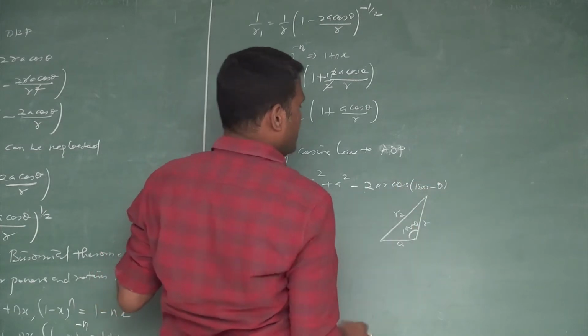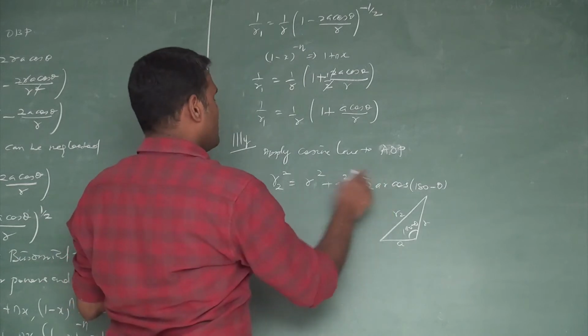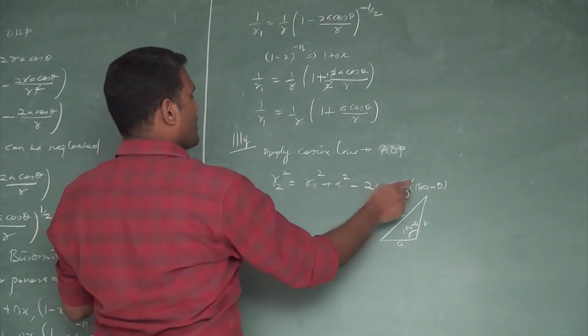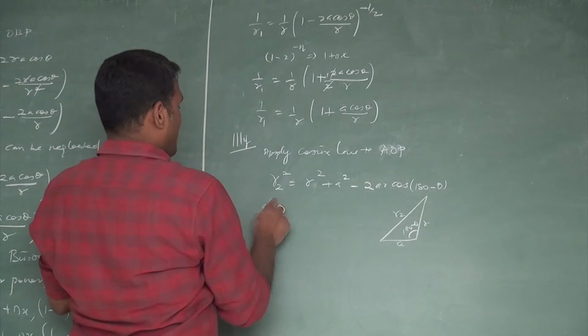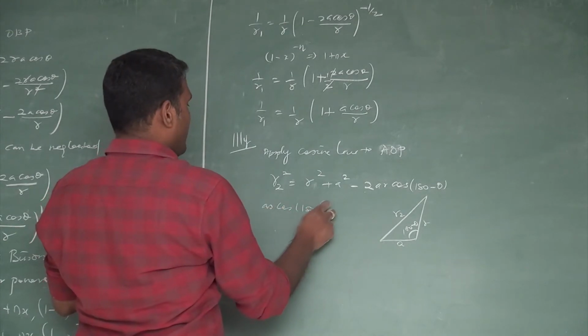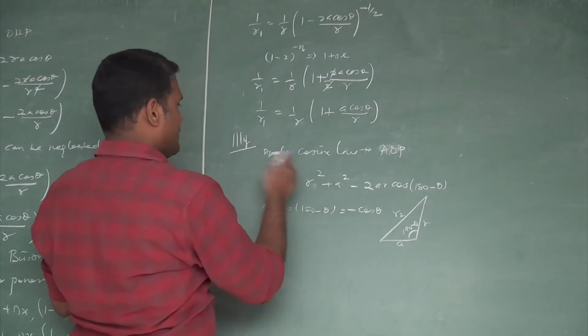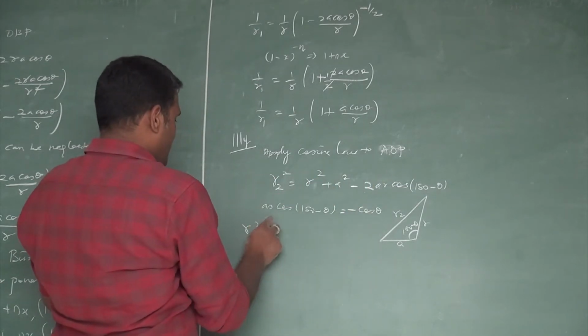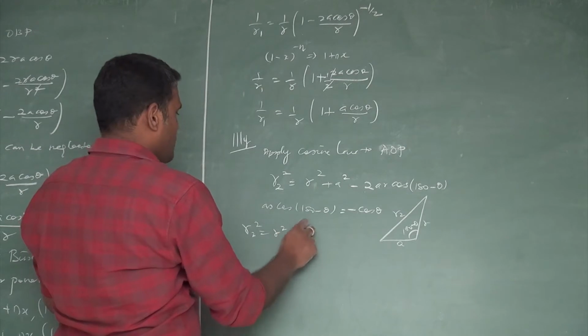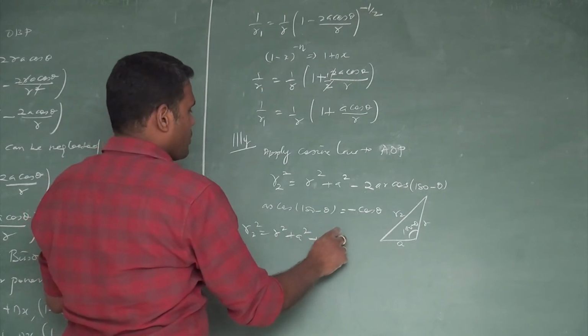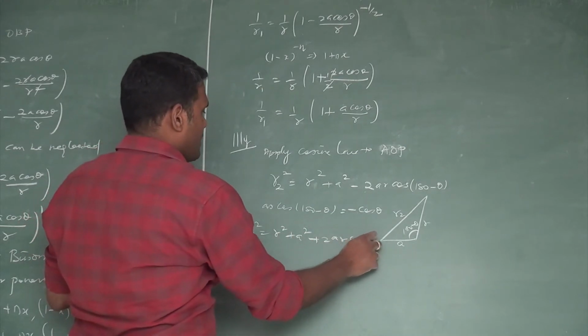So in the position of theta, you have 180 minus theta. This expression goes as 2ar cos of 180 minus theta. As cos of 180 minus theta is minus cos theta, the expression can be written as r2 square equals r square plus a square plus 2ar cos theta.